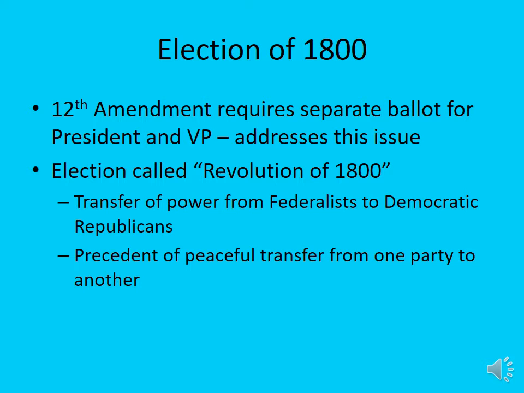And the precedent is set for a peaceful transfer from one party to another, meaning a new party is taking control. The Federalists were in control because John Adams was the second president, but now the third president of the United States is Thomas Jefferson. And even though they are different political parties, with different ideologies, there is a peaceful transfer of power.